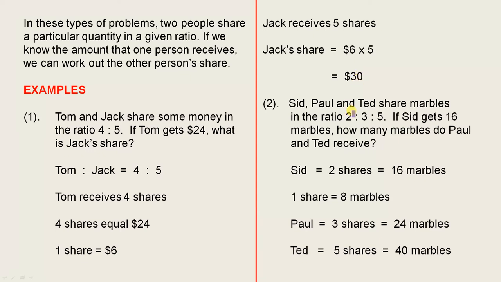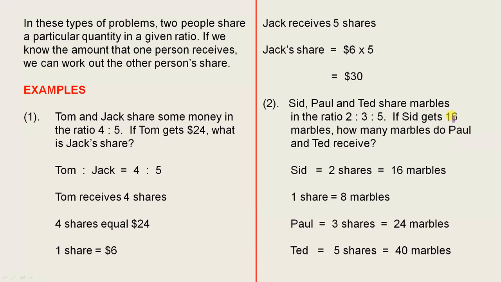Number 2. Sid, Paul and Ted share marbles in the ratio 2:3:5. If Sid gets 16 marbles, how many marbles do Paul and Ted receive? Here's an example with 3 people, but we do it the same way. So Sid has 2 shares, and that's 16 marbles, because Sid is mentioned first, and the 2 is mentioned first.